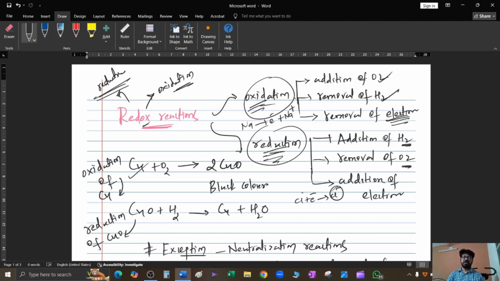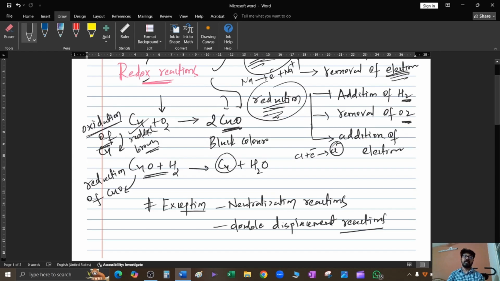When copper, reddish brown metal, is strongly heated, it converts into black color copper oxide. And when copper oxide is treated with dihydrogen gas, it converts back into copper along with evolution of water in the form of water vapor, और पानी liquid form में हो सकता है. Now you see copper is being added with oxygen converting into copper oxide. That's why this reaction is an example of oxidation of copper.